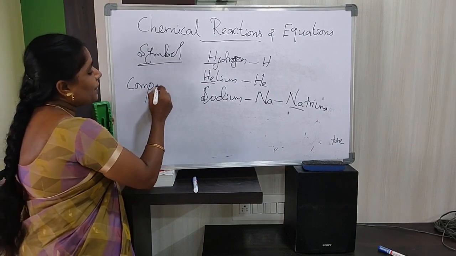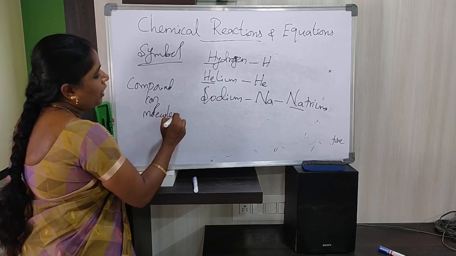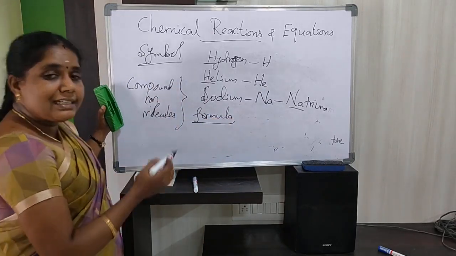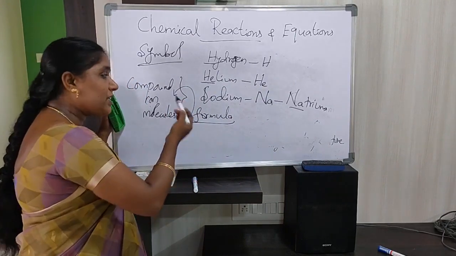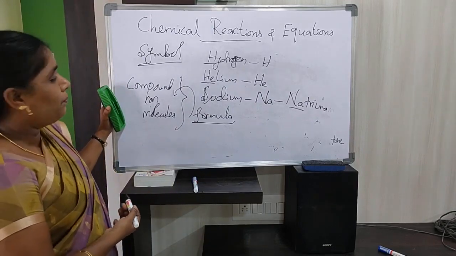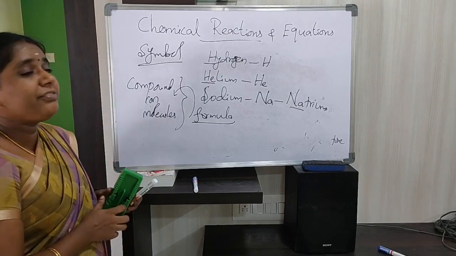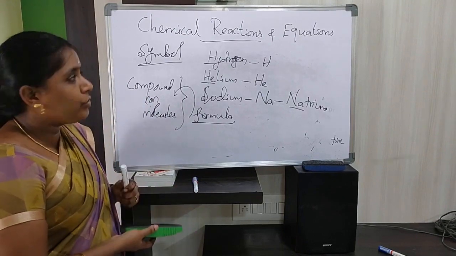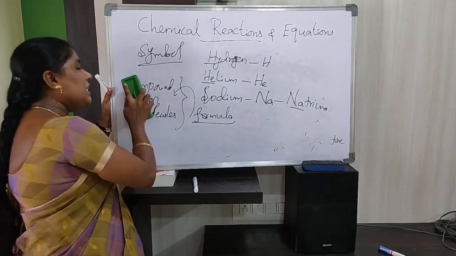How do you represent chemical compounds or molecules? With the help of chemical formula. What is meant by chemical formula? This is the short way of representing a compound or molecule. So this is called chemical formula. But here, with the help of the symbols and formulas, we are going to write a chemical reaction in short form, that is called a chemical equation.